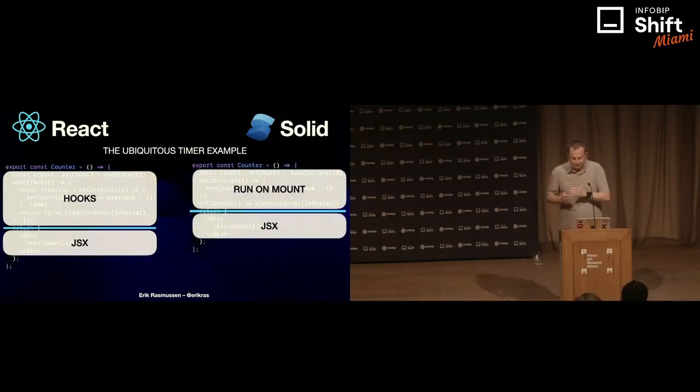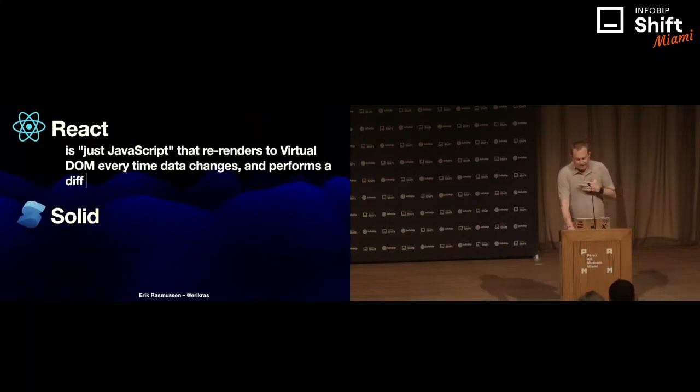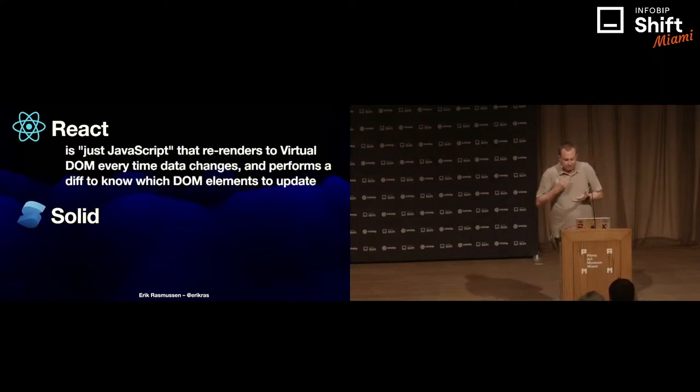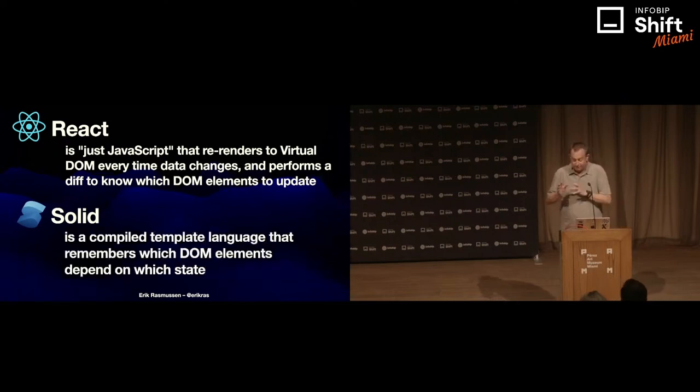And it's really important to remember that you can't assume that anything before the return is going to happen on every render. In fact, the word render doesn't really make sense in Solid. And that's because they're fundamentally different. React is a just JavaScript framework that re-renders to the virtual DOM every time data changes and performs a diff to know which DOM elements to update. Whereas Solid is not just JavaScript. It's a compiled template language that remembers which DOM elements depend on which state.